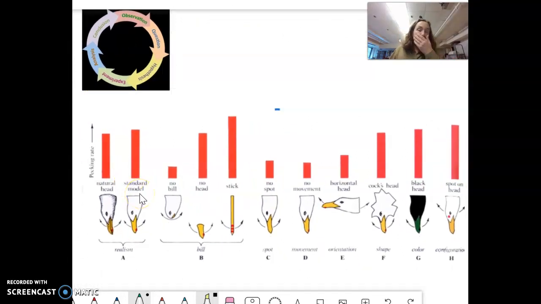And so what did he find? Well, he found that sometimes when he removed pieces of this model, this puppet that he had, it changed the behavior. And sure enough, the seagull didn't peck at the puppet as often, right? And then other times he would remove something and nothing happened. The baby seagull continued to peck just as normal. So how do we analyze this, right?